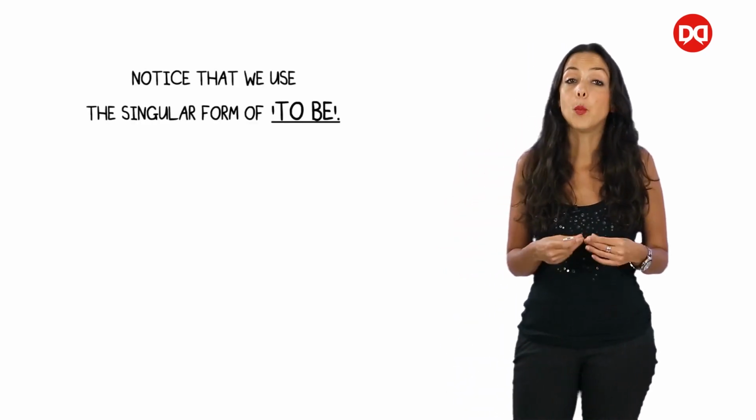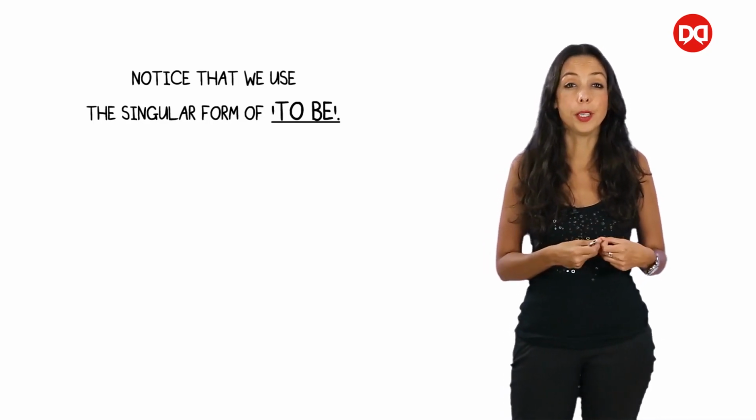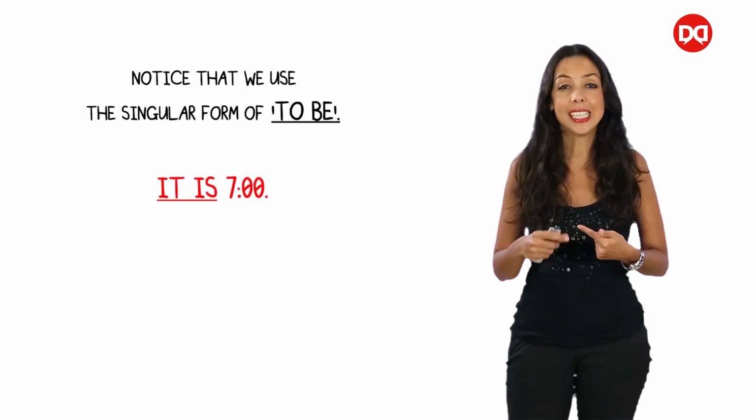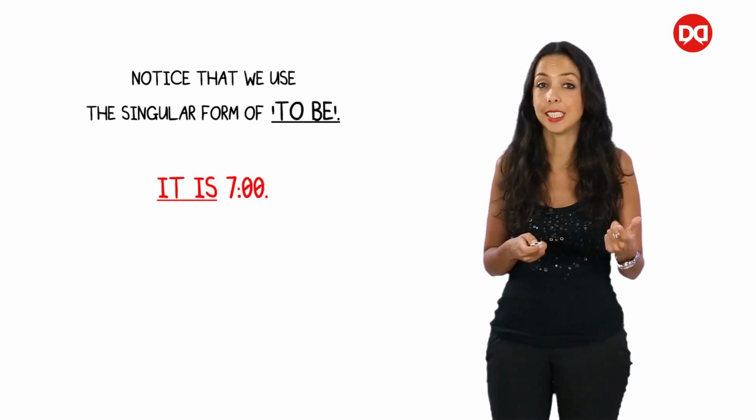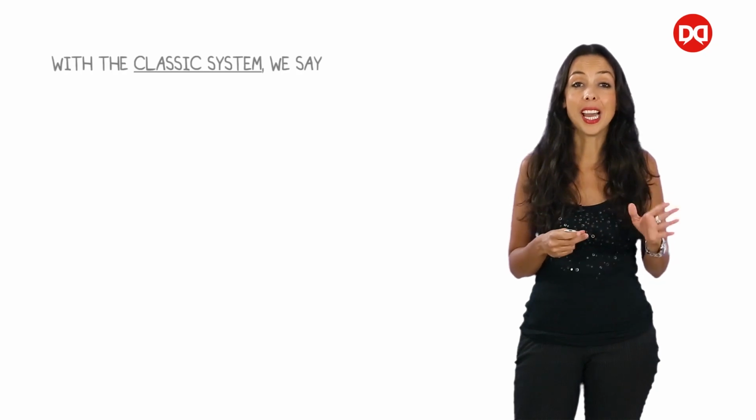Notice that when you tell the time, you use the singular form of the verb to be. It is 7 o'clock. It is. So you use the verb to be. Then we have the classic system of telling the time.